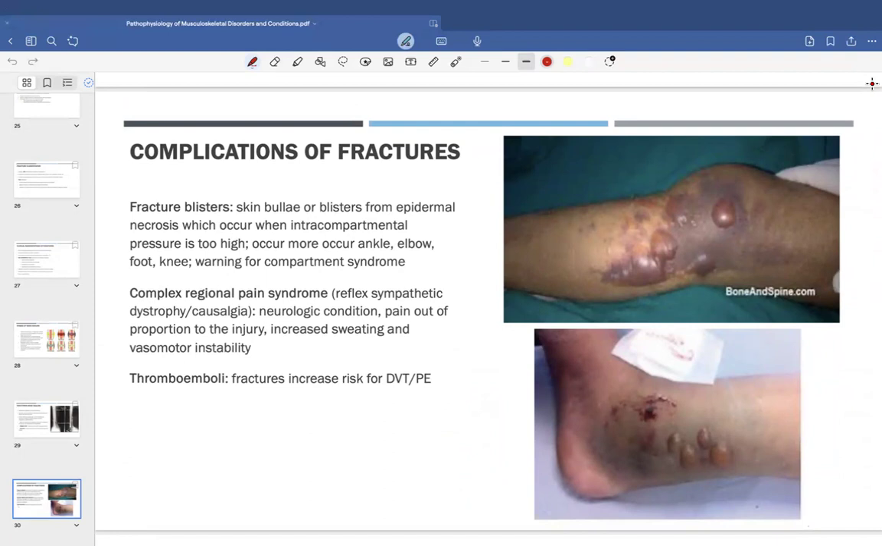All right, other complications of fractures. Nasty looking pictures, aren't they? Right? Without looking at the word verbiage, tell me what you see. Tell me what you see. Okay, so you think bulla. So what does that mean? Fluid on the basement membrane. What does it mean? Fluid. I don't see infections. Anybody see infections? You see pus? You see redness? Maybe a little bit in the lower one.